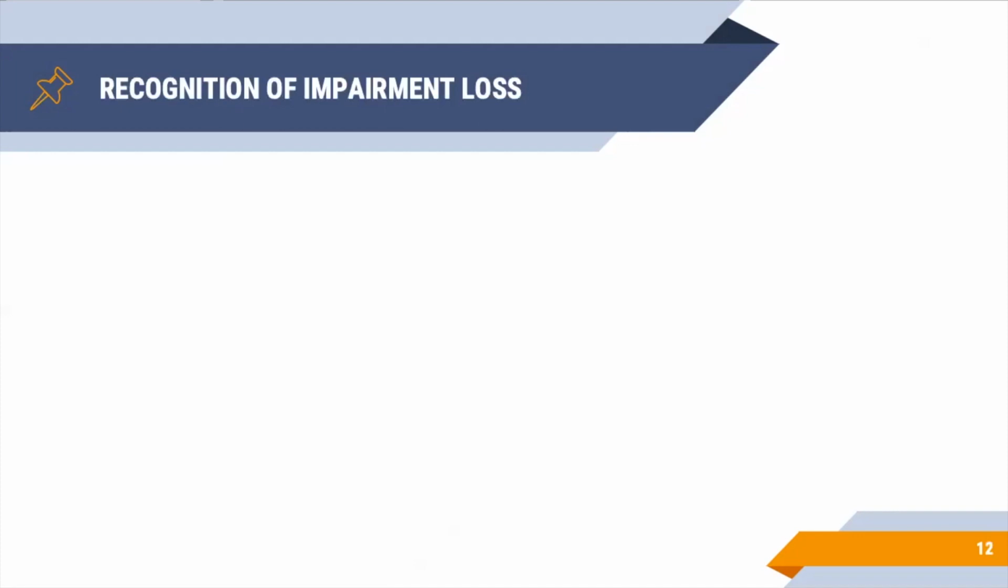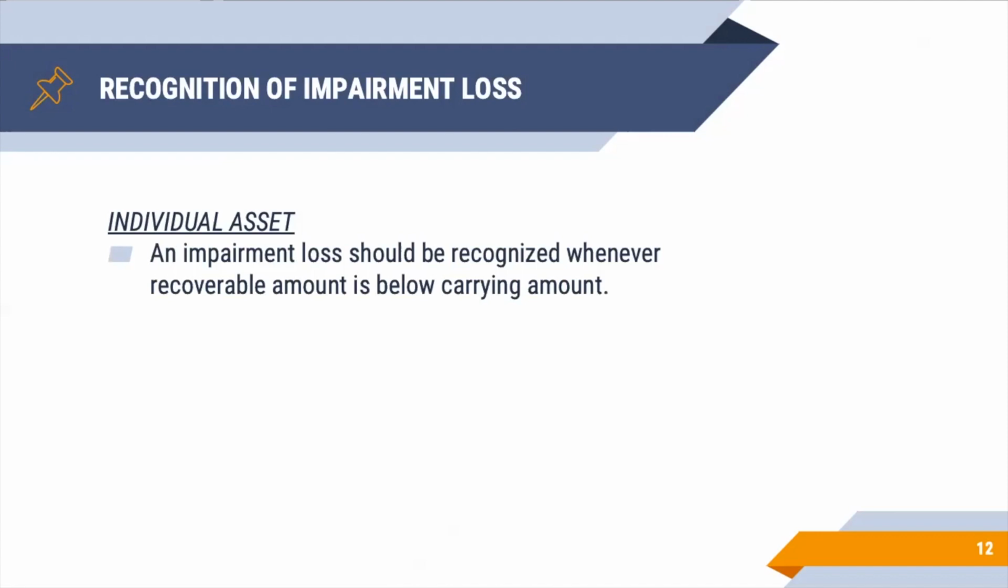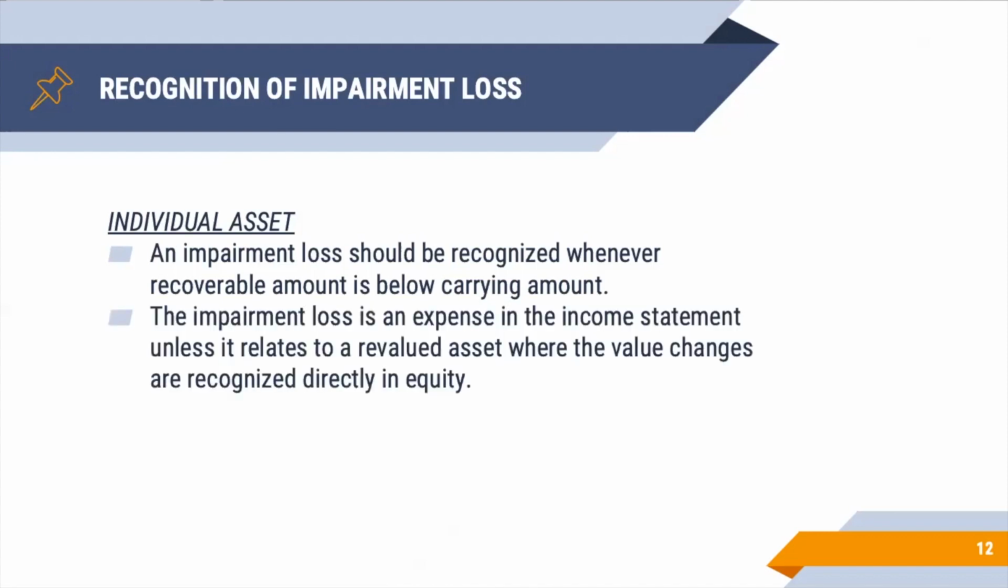So, how do we recognize impairment loss? For an individual asset, an impairment loss should be recognized whenever the recoverable amount is below carrying amount. The impairment loss is an expense in the income statement unless it relates to a revalued asset where the value changes are recognized directly in equity. So normally, impairment loss is expense except kung ang ginagamit mong model ay revaluation model, which we will discuss in another video, wherein the impairment loss is a deduction in equity.